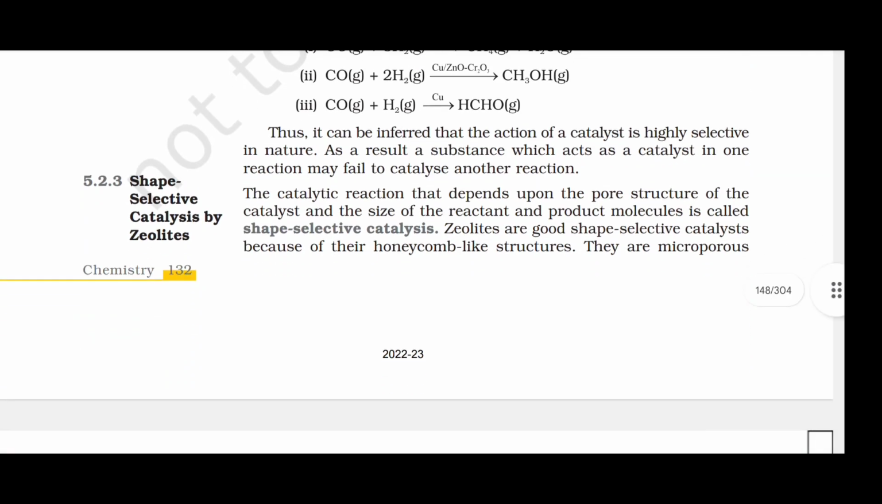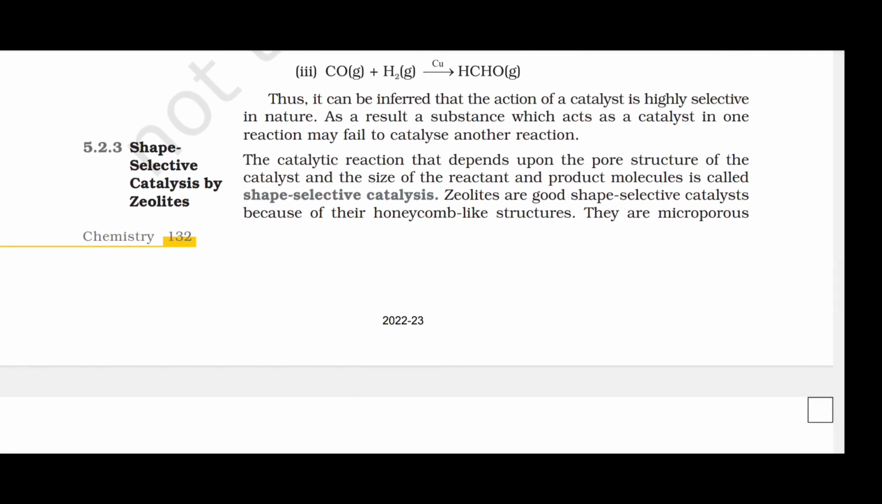Shape selective catalysis by zeolites. The catalytic reaction that depends upon the pore structure of the catalyst and the size of the reactant and product molecules is called shape selective catalysis. Zeolites are good shape selective catalysts because of their honeycomb like structures.